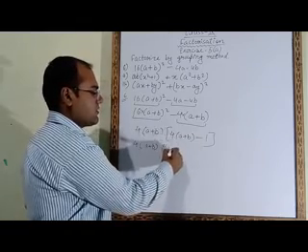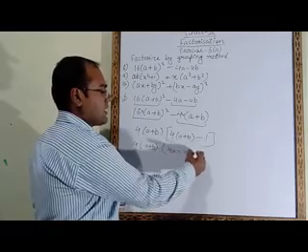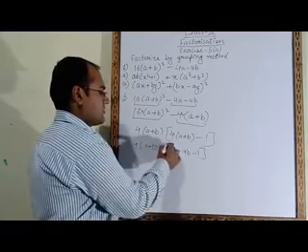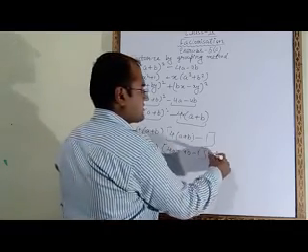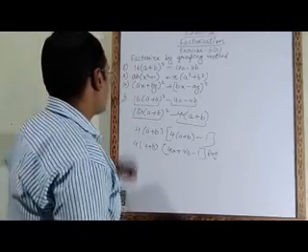4 into a will be 4a plus 4 into b will be 4b minus 1. So this is the answer of 6th question. So like this you have to do question number 6. Now see question number 9.